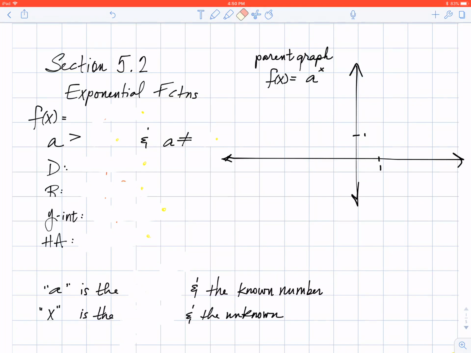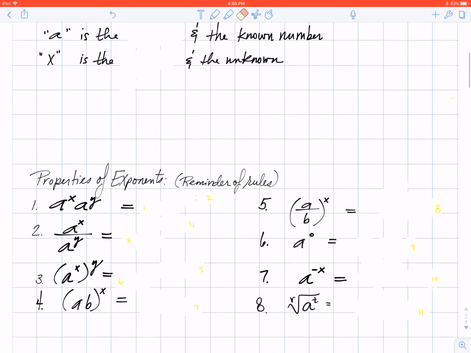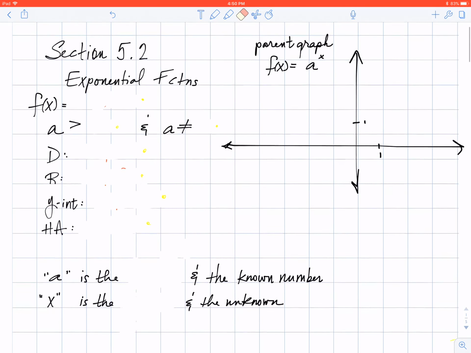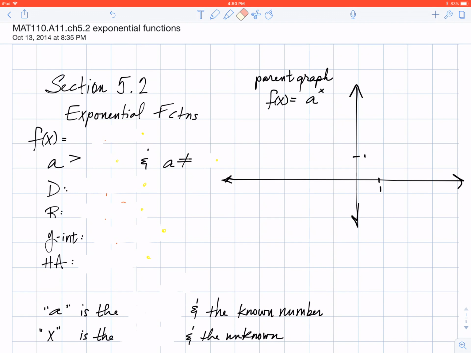Hey folks, so this is section 5.2 from your notes, and I'm going to go through in this video a new parent graph as well as some exponential rules that you would have learned back in Math 102. So these are just going to be a review. But let's first talk about a new parent that we have.